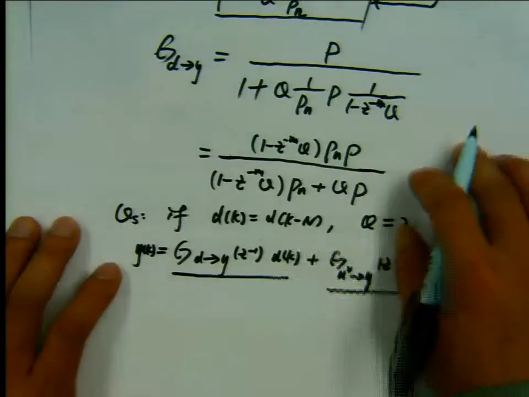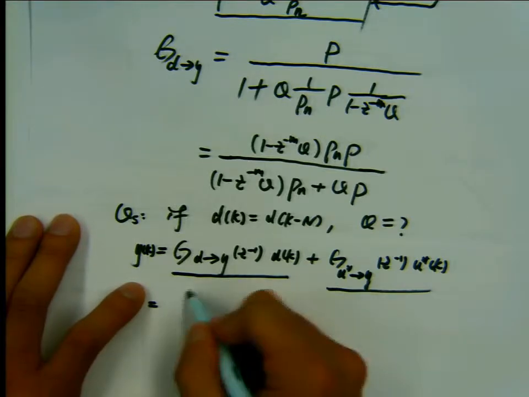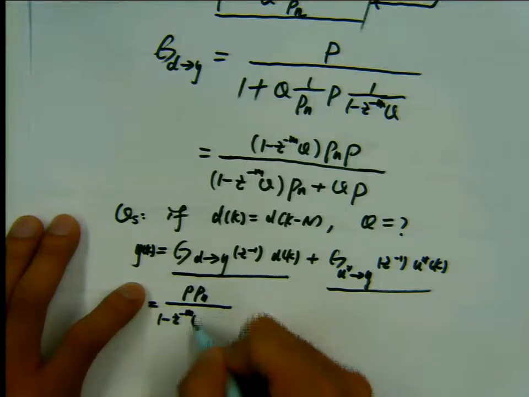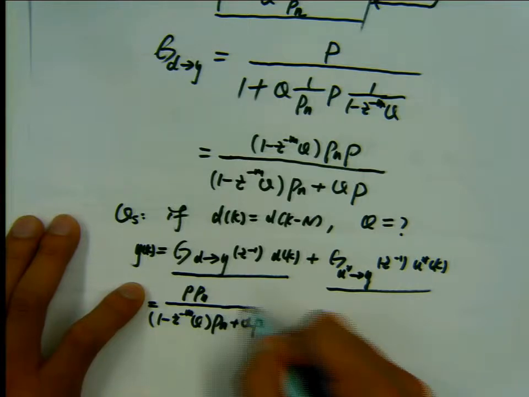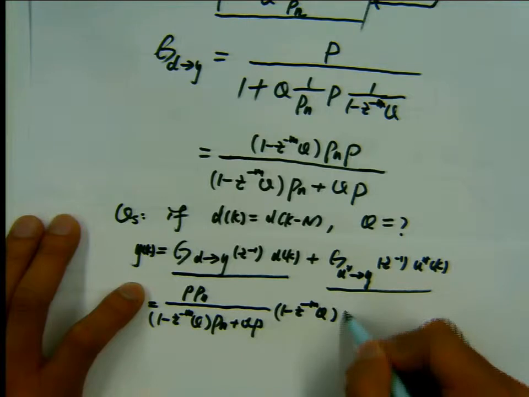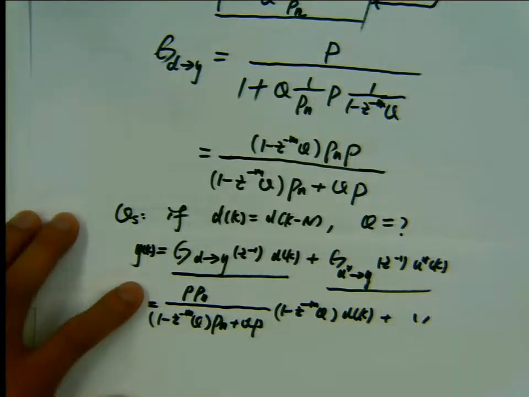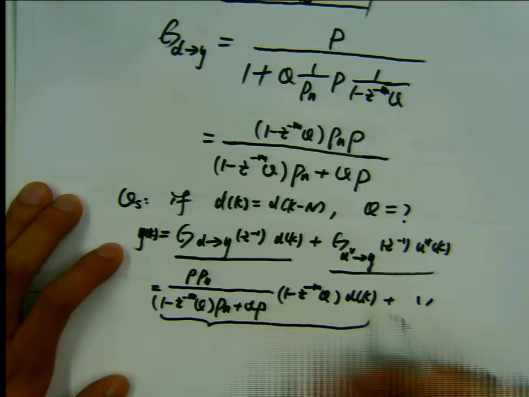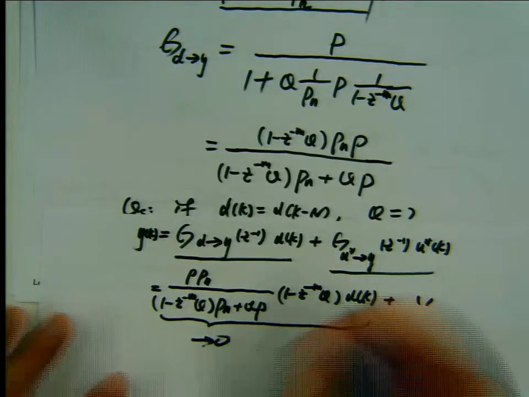I said we are focusing on disturbance rejection, so we just need to take a look at the first term here. We have P Pn divided by 1 minus z^-m Q Pn plus Q P, and then 1 minus z^-m Q d_k, plus this second term, which I don't need to worry about for now. What is one condition that will make this go to 0 if d_k is periodic?